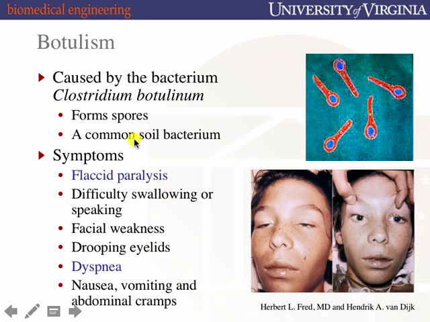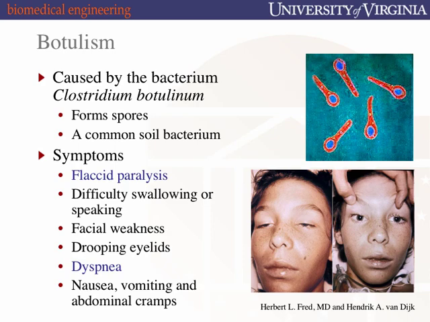All right, so what are the symptoms? Flaccid paralysis sounds awful, and it sort of is. This is where you lose the ability to contract muscles. All of your muscle contraction ceases. This obviously makes it pretty difficult to swallow and speak. You can see clear signs of facial weakness here in this gentleman on the right. Droopy eyelids, right? Dyspnea. This is probably one of the worst. Anyone know what dyspnea is? Yeah.